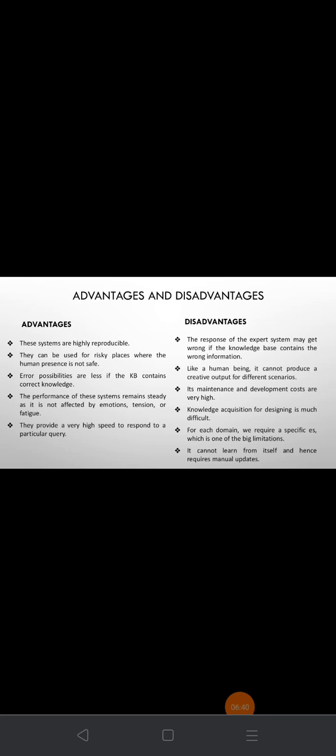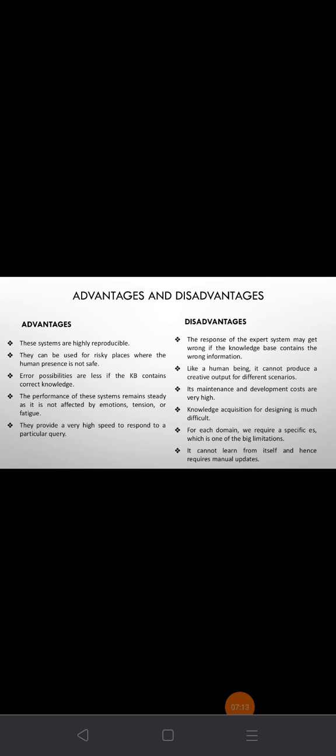Next, we can know about the advantages and disadvantages of expert systems. It has many advantages, like these systems are highly reproducible, they can be used for risky places where human presence is not safe. Error possibilities are less. The performance of the system remains steady as it is not affected by emotions, tensions or fatigue. They provide very high speed to respond to a particular query.